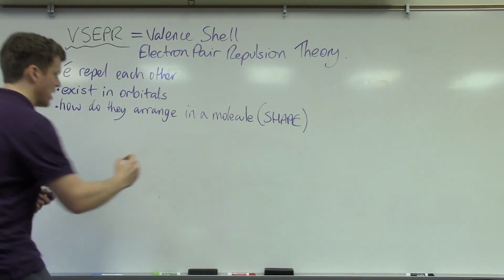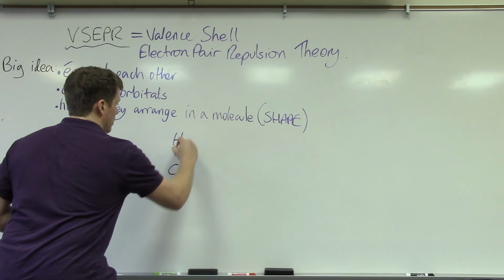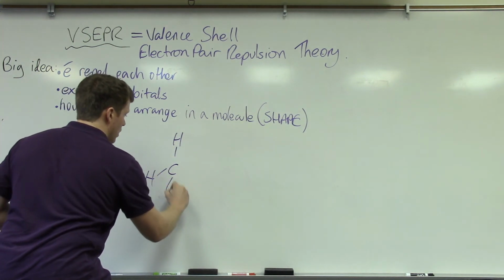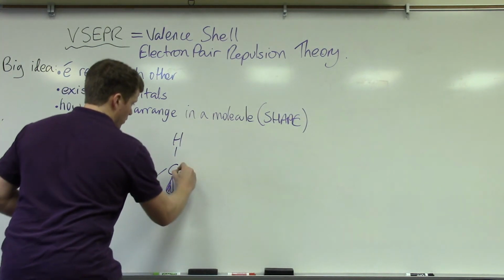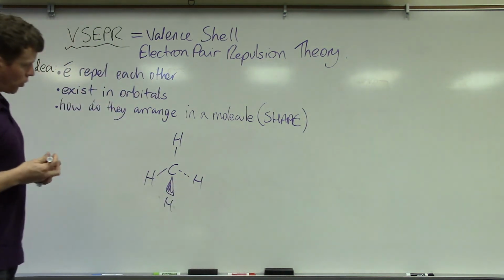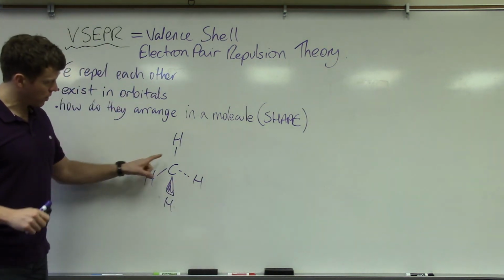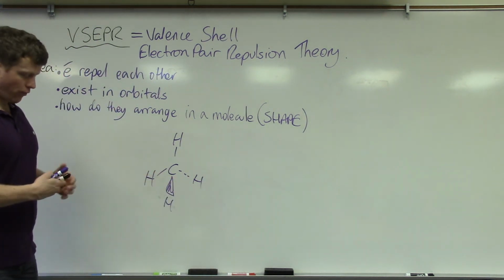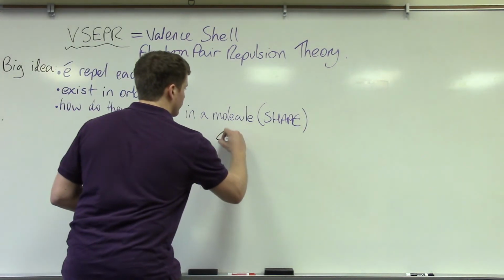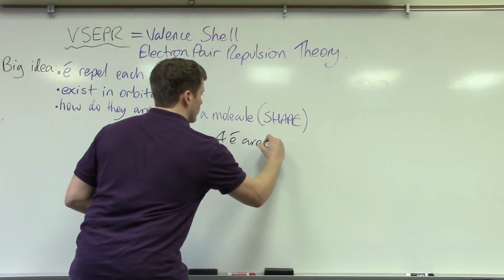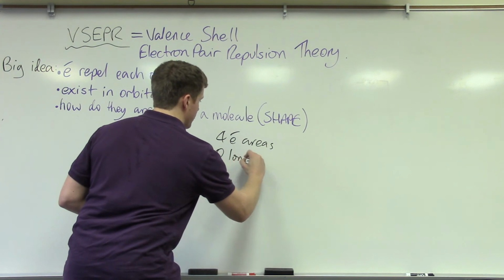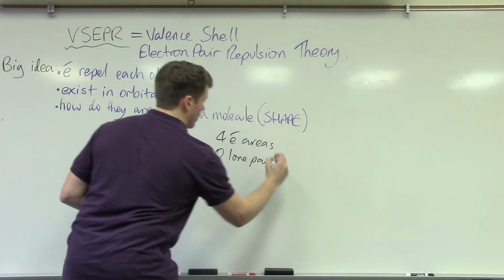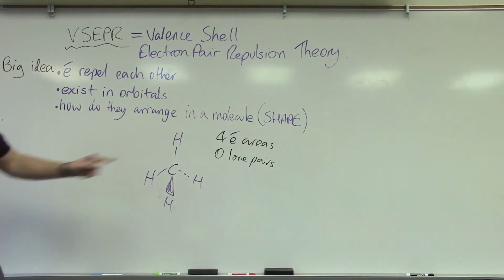Methane, that we've looked at right there a couple of times now, has 4 electron areas. So carbon makes 4 bonds, 1, 2, 3, 4. So 4 electron areas, 0 lone pairs. And that would be a tetrahedral shape. And it is a tetrahedral shape.